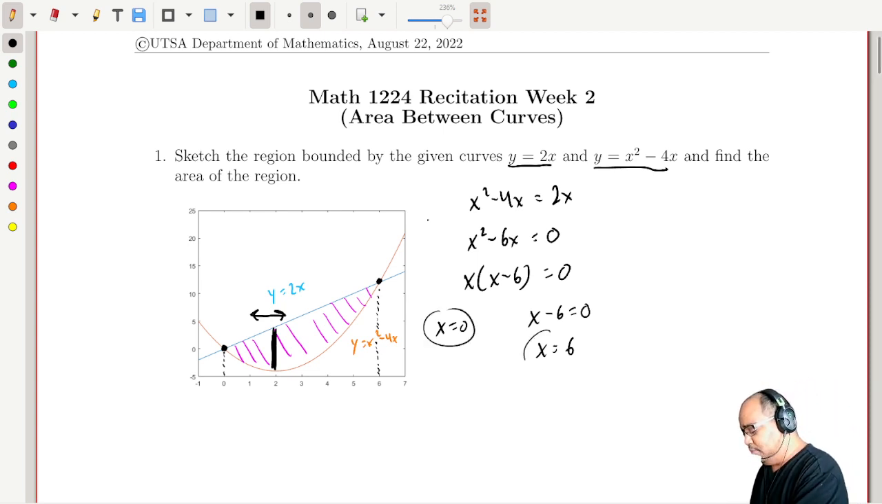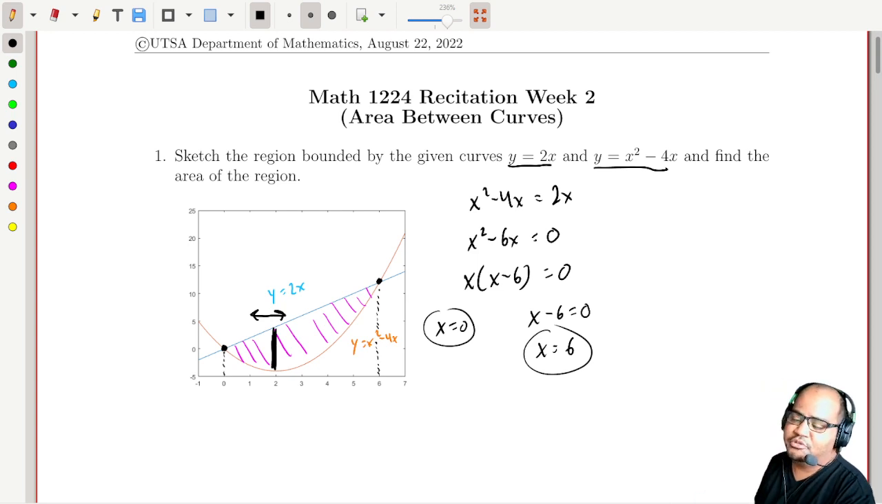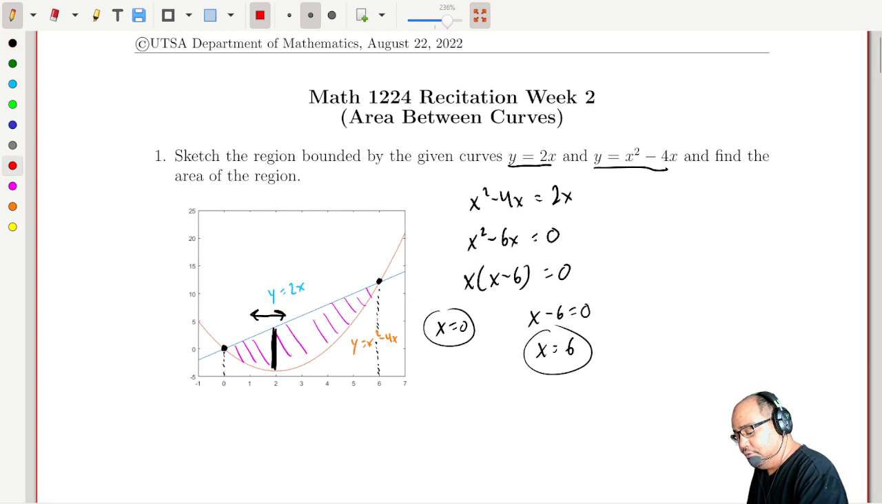What these are going to help us do is set up our integral, because these are our limits of integration. Remember that black strip moves left to right. But now how do we set up the integral? Well, the main thing to remember here is that when talking about area between curves, we need to remember top minus the bottom. Top minus bottom. That's going to be the main idea here.